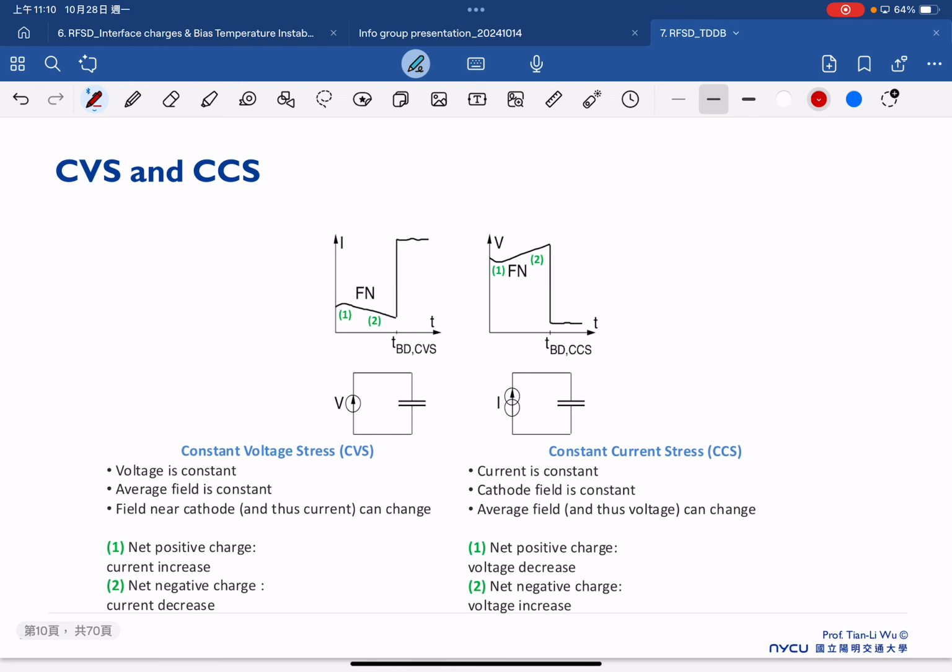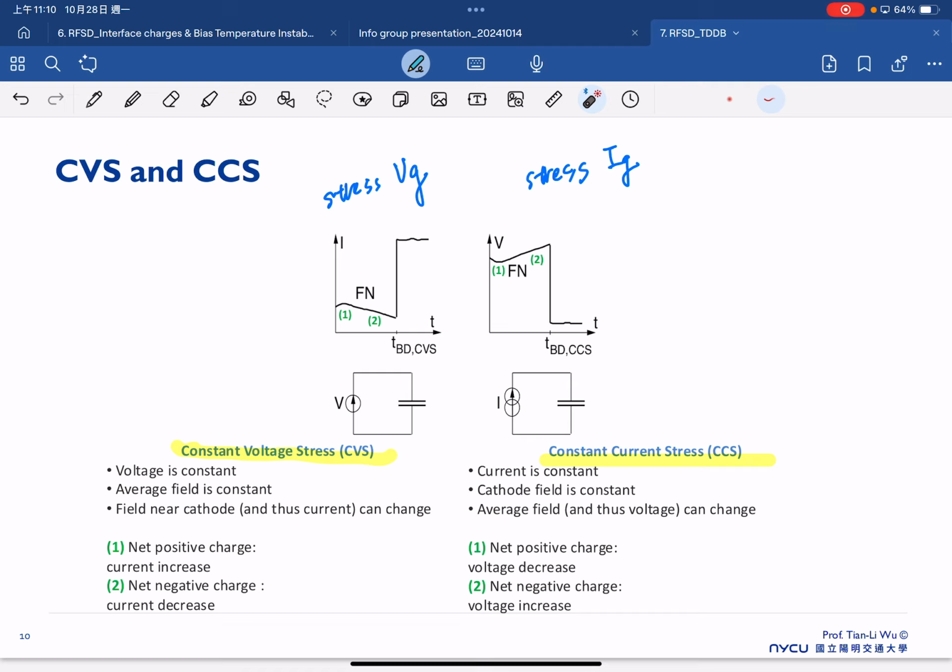And during the TDDB test, we have two different ways. One is what we call constant voltage stress. Another one is called constant current stress. The constant voltage stress is what we usually call CVS, which is the case with stress VG. We apply the gate voltage. But when we conduct the constant current stress, that's with stress current, the IG here. So this will lead to different phenomena here.